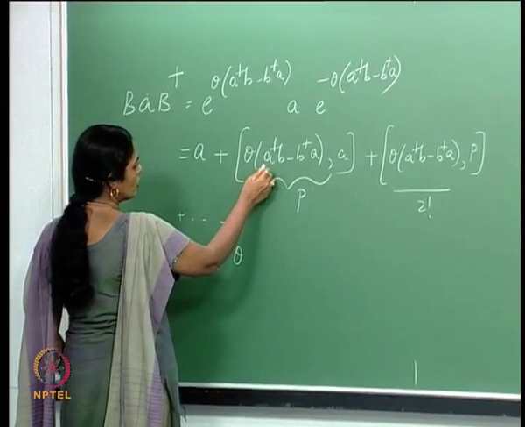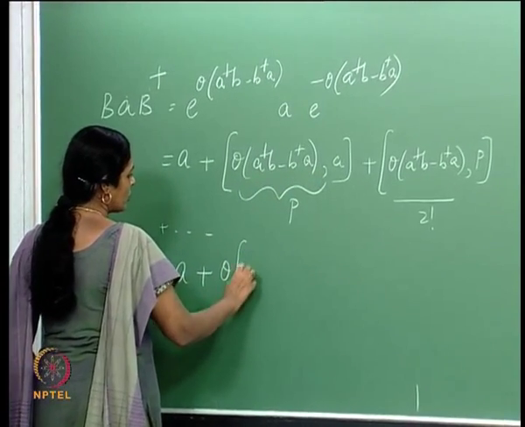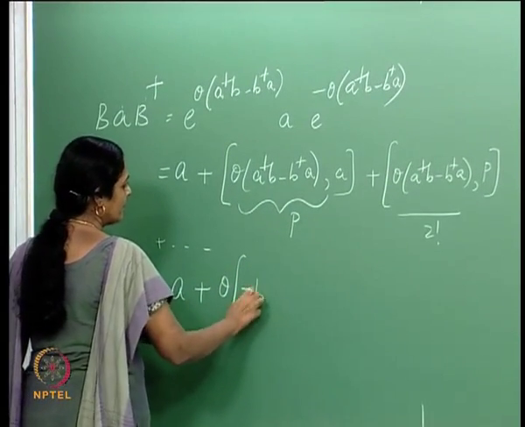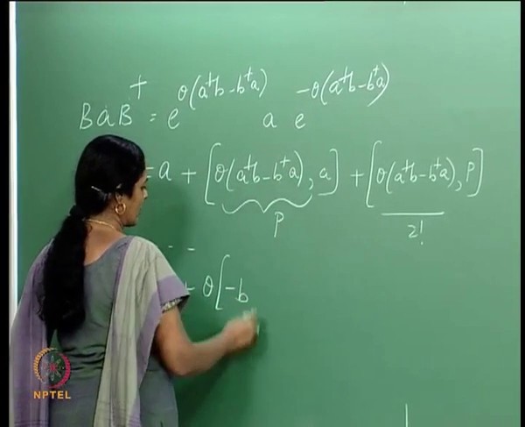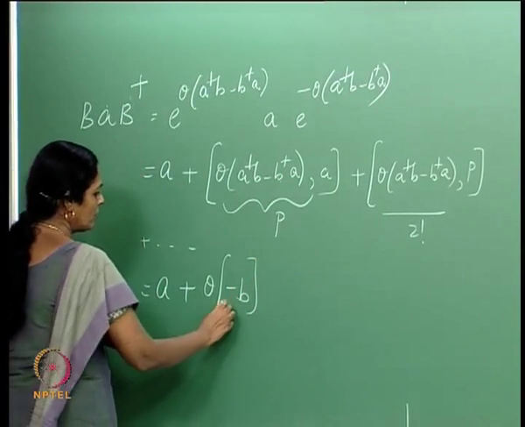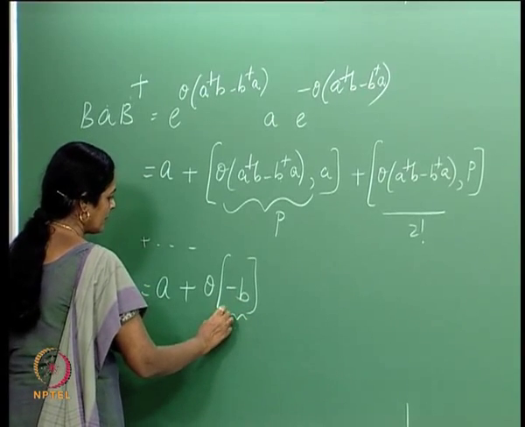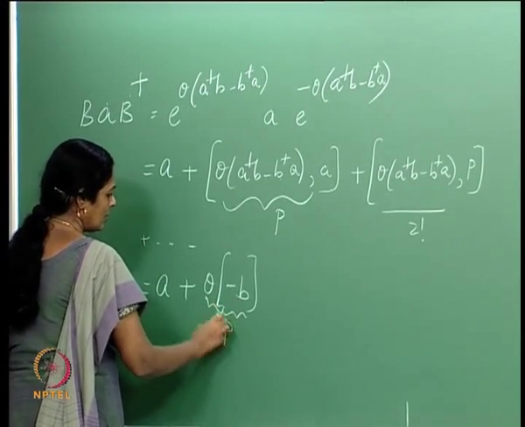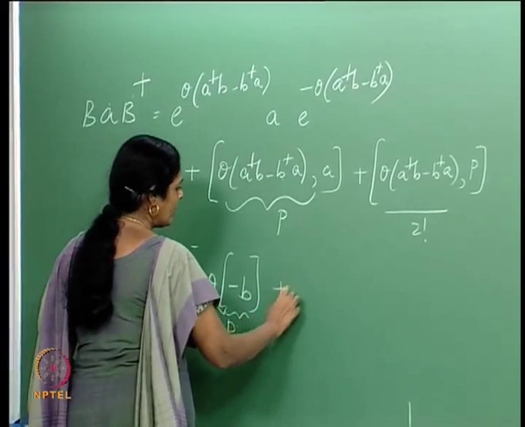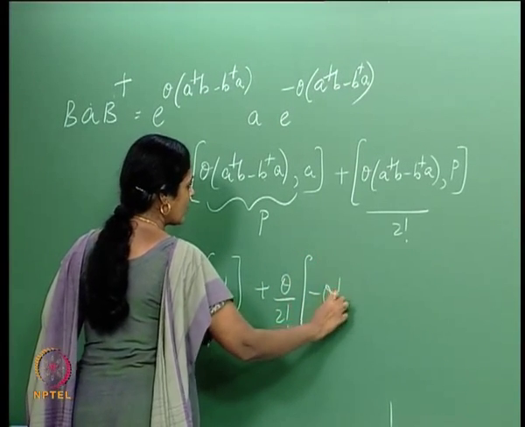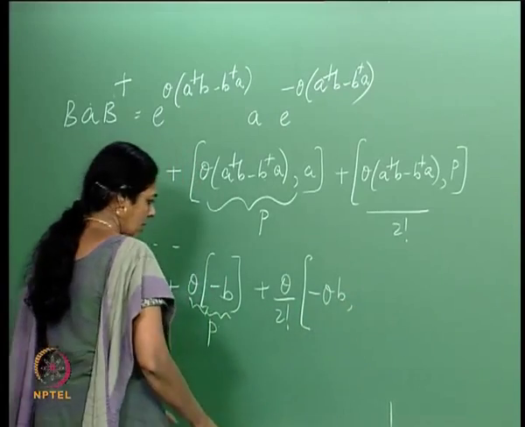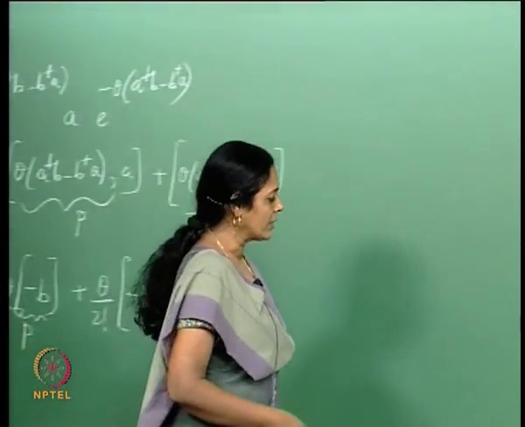So, let us first write this down as A plus theta. The first term is commutator of A dagger B with A, which gives me minus B. The second term vanishes because A commutes with itself. So, this is P. This whole object is P. So, I need to find plus theta by 2 factorial, minus theta B with A dagger B minus B dagger A.